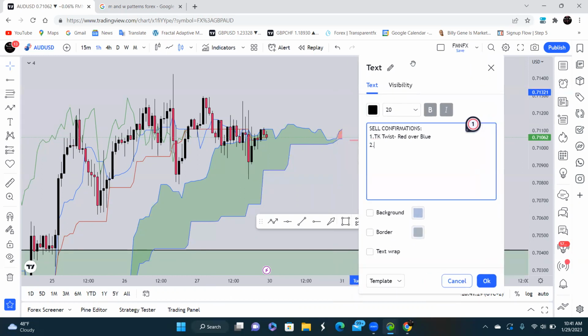Step 2, perfect. Step 2, what do we need? The most important, my favorite: leading with price. Break of structure, BOS. Perfect.